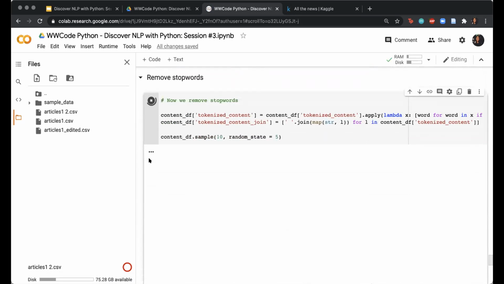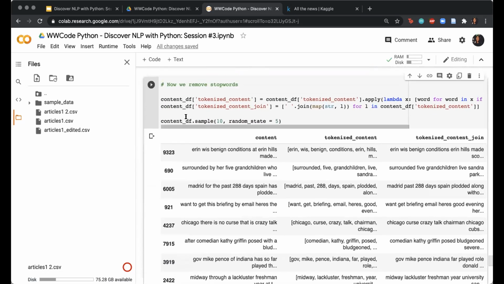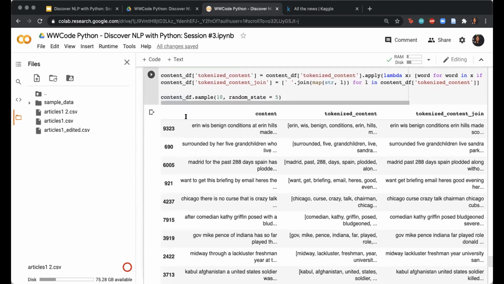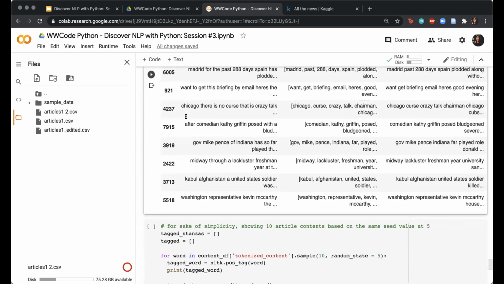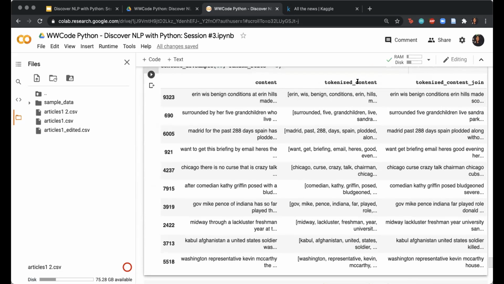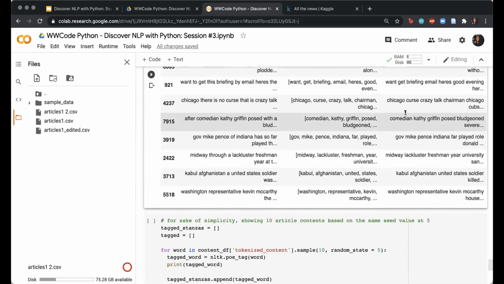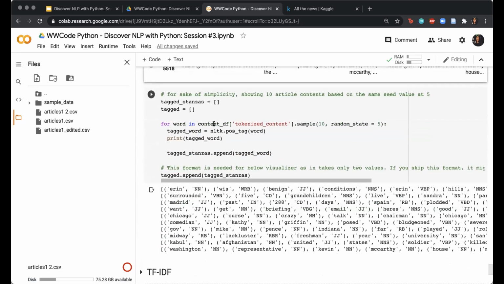So now just remove the stopwords using the functions that we defined above. As you can see, there are three columns. So the content is the original column that we had. Then there is the tokenized column, and then there is the tokenized content join. So we tokenized and then we joined it again. So these three columns just summed up that.